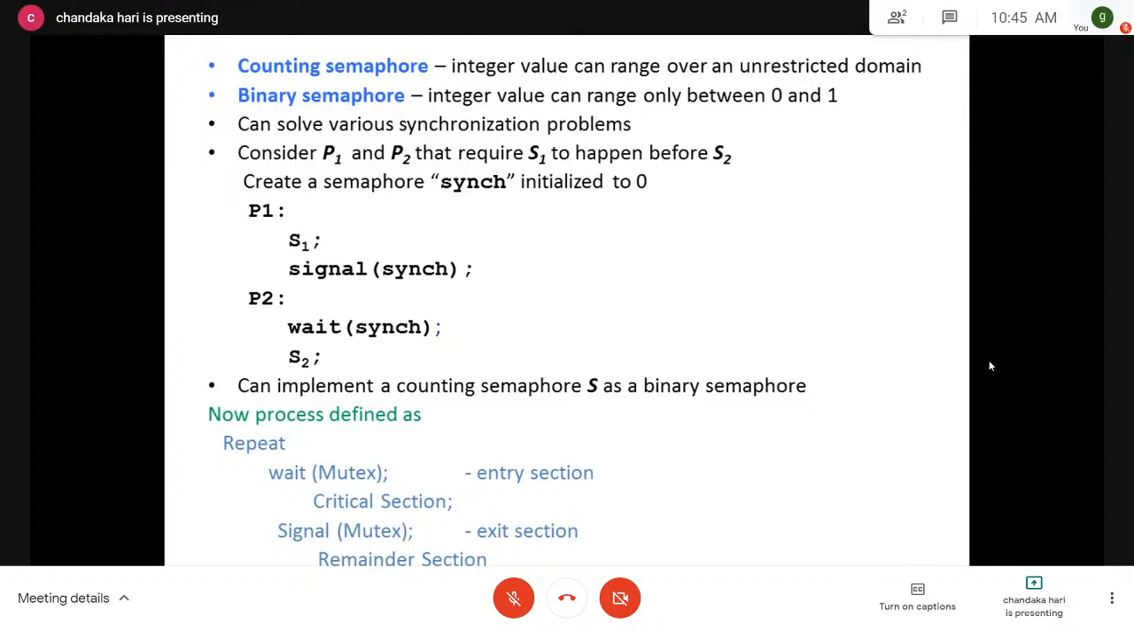Waiting for the mutex variable is going to be called the entry section, and releasing the mutex variable is going to be called the exit section. And the remainder section can be executed any time. There is no problem. Why?